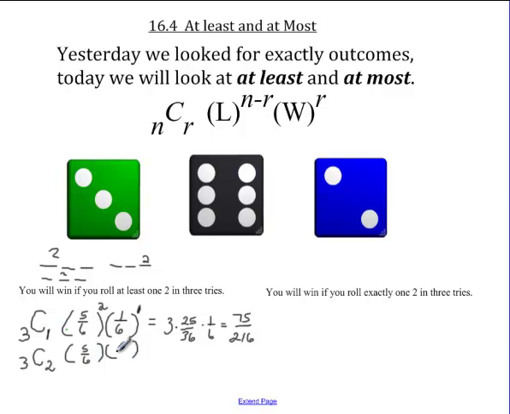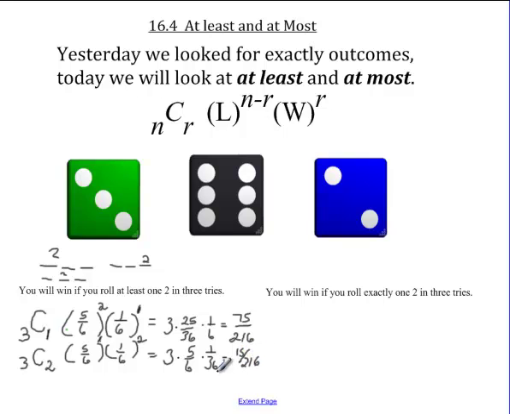5 6, 1 6. I want my 2 to show up twice, so my winning probability of 1 6 gets a 2, and then I want my one other chance not to be a 2. So 3C2 is 3 again. 5 6 to the first is 5 6. 1 6 to the second is 1 over 36. And I get 15 over 216.